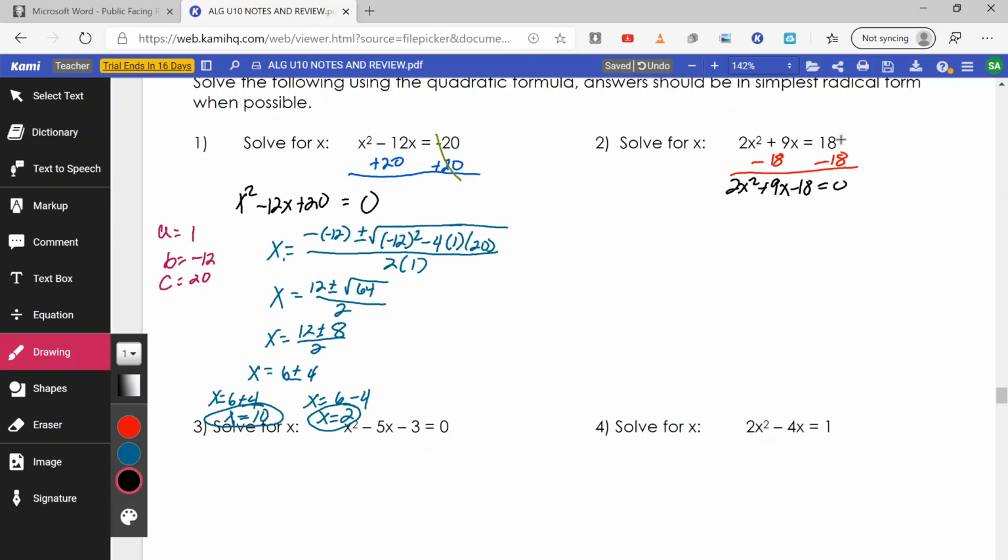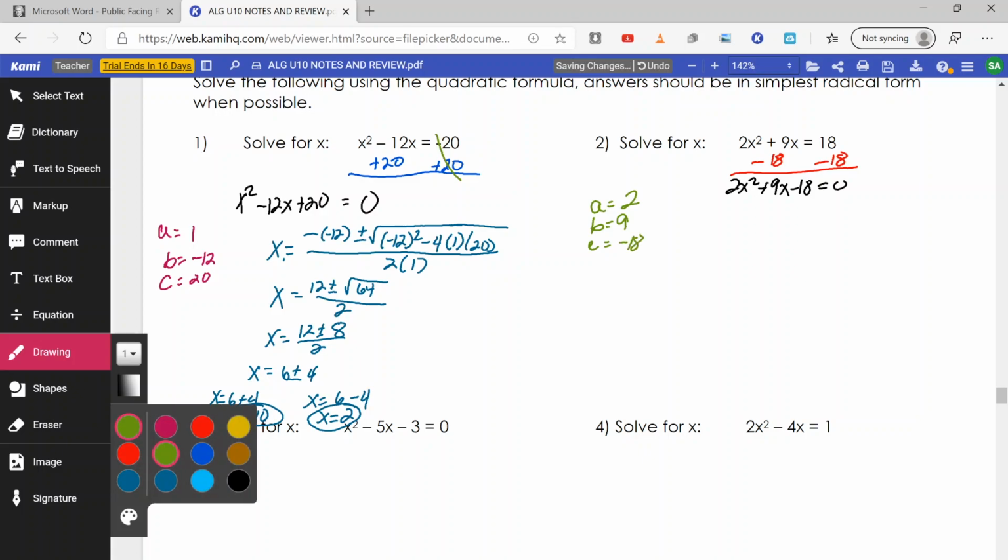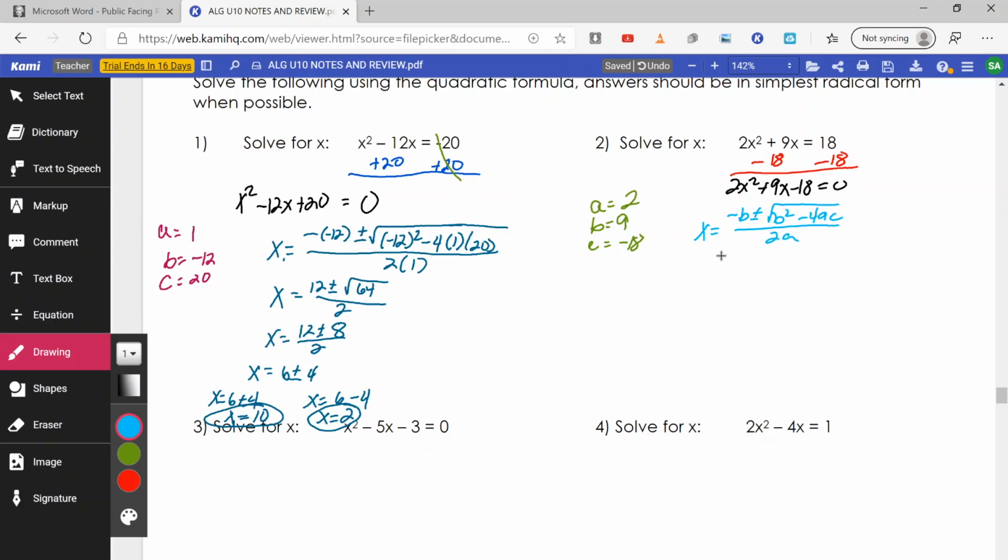So now we're in standard form for the quadratic formula. Now we identify values of a, b, and c. So a on x squared, 2. B on x, 9. C, a lone number, is negative 18. Now we're going to use the formula in order to identify values of x. So x equals negative b plus or minus square root of b squared minus 4ac all over 2a.